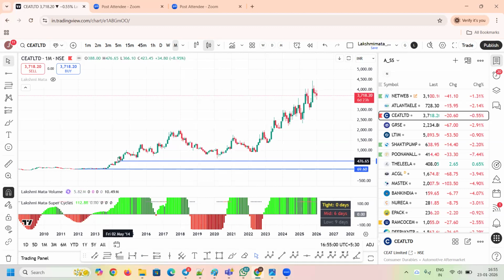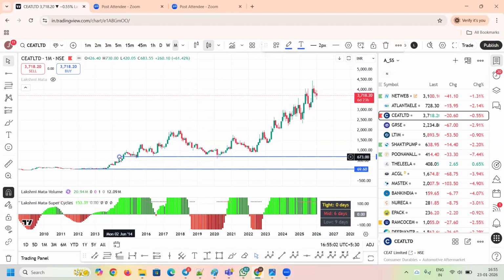Not this one. See, this point is a struggling point. It came here and was struggling to cross this point. Once this is over, it went up. So like this, we can keep endless support and resistance points based on our requirement.